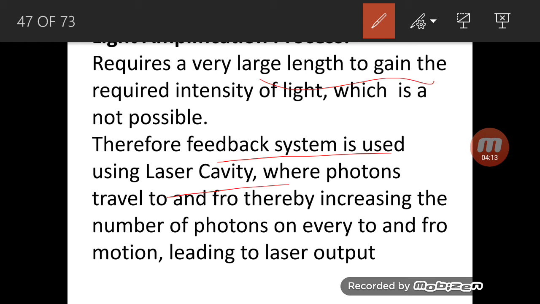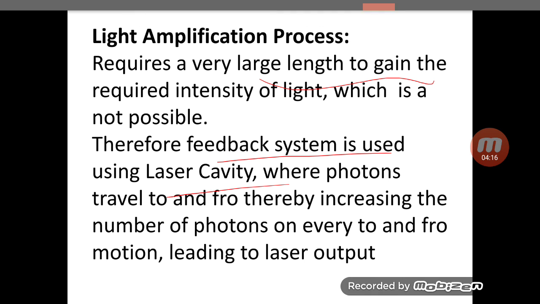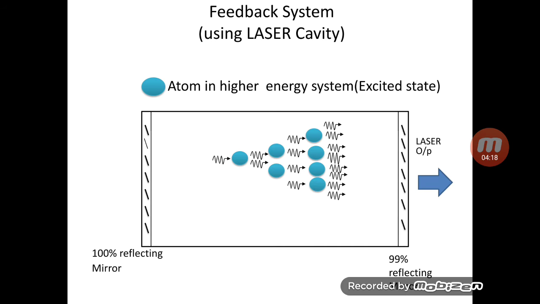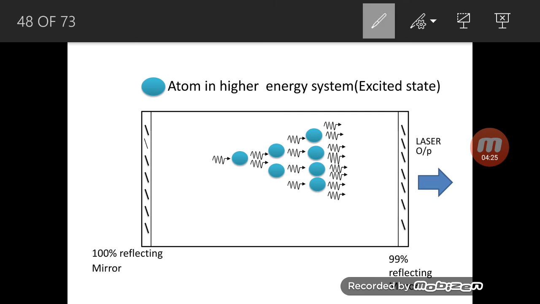That feedback is achieved using a laser cavity. Okay, let us see how the feedback system is present. This is the feedback system. It's an arrangement where we have two mirrors, and between them there is a medium where we get the light from. Clear? So this arrangement we call a feedback system. Now initially I have only one photon and one atom. It produces stimulated emission. From the first you get two photons. Likewise, two will give you four, four will give you eight.